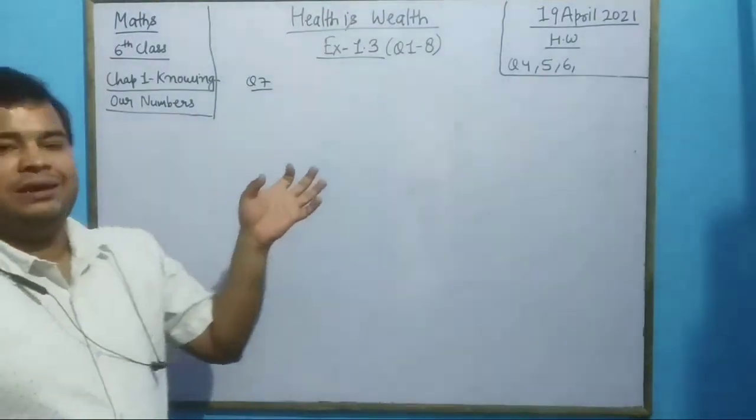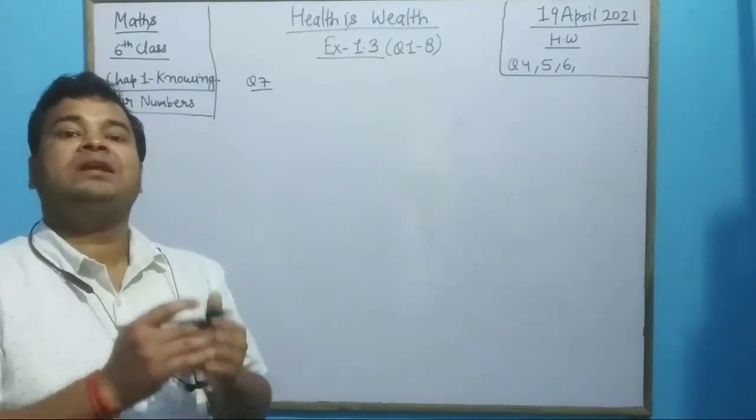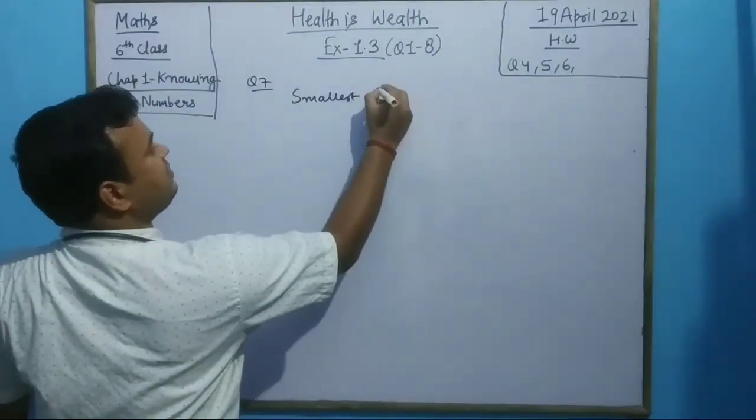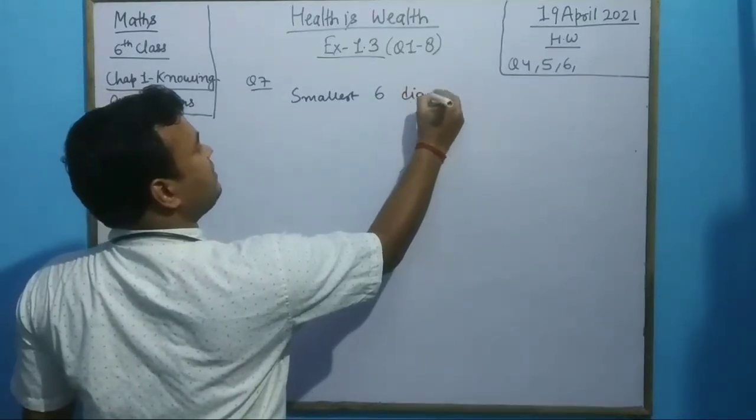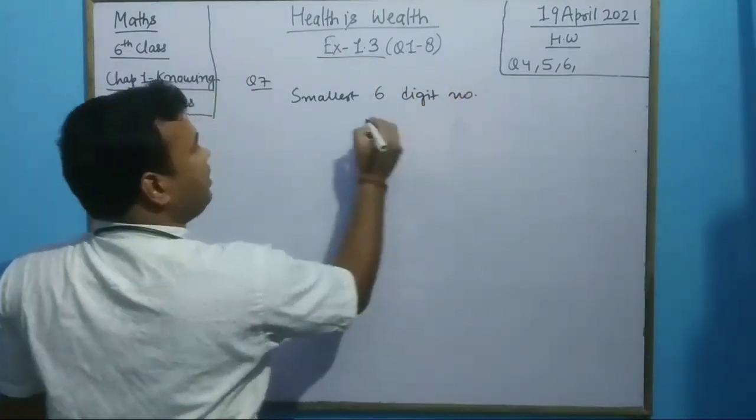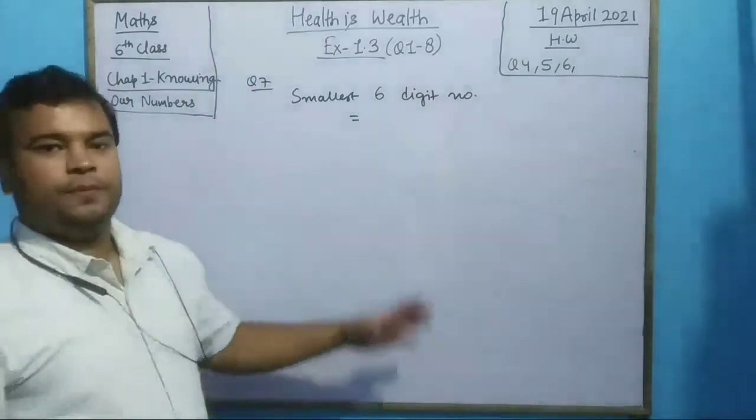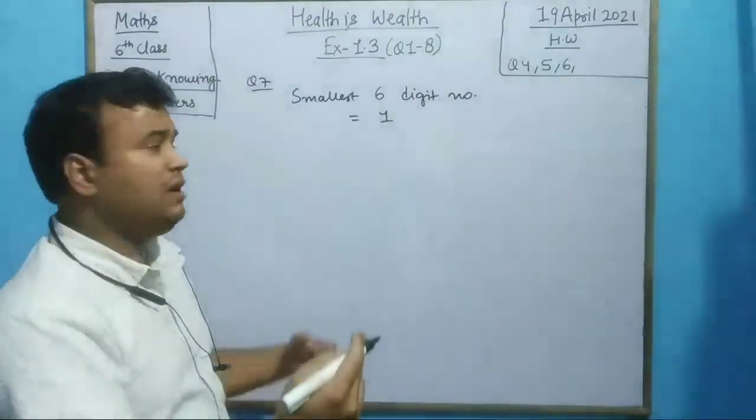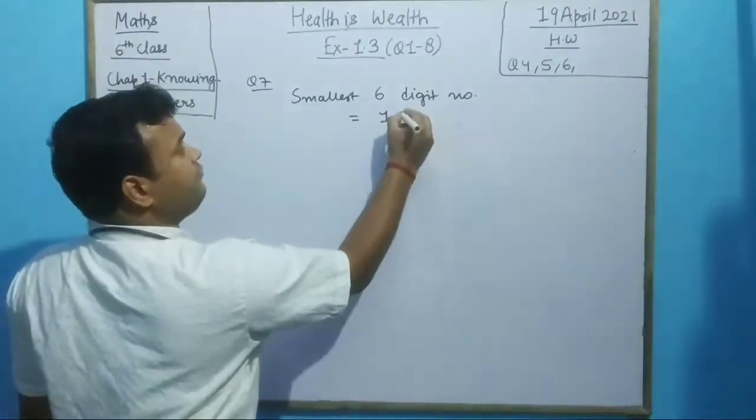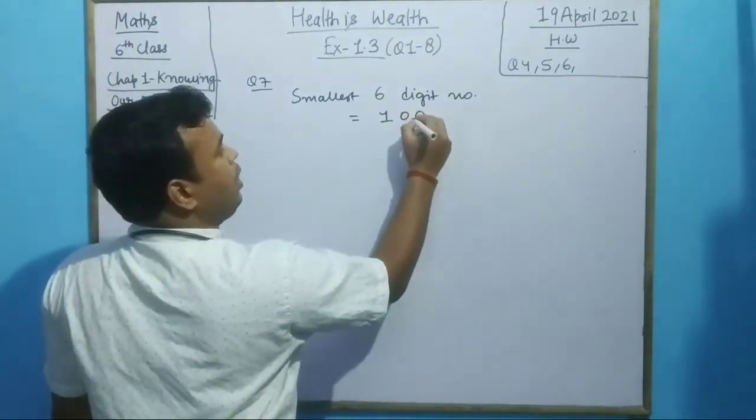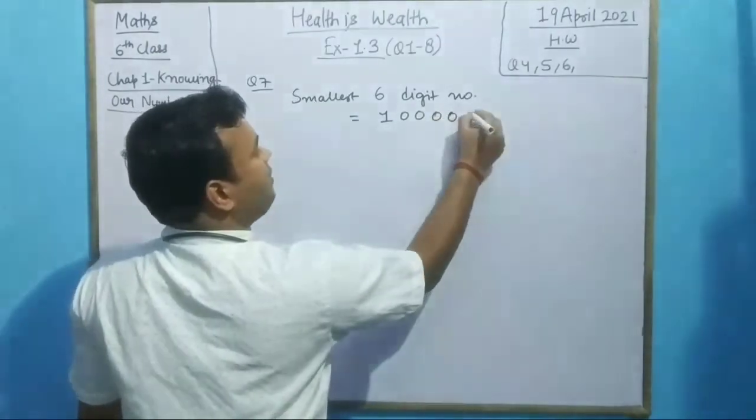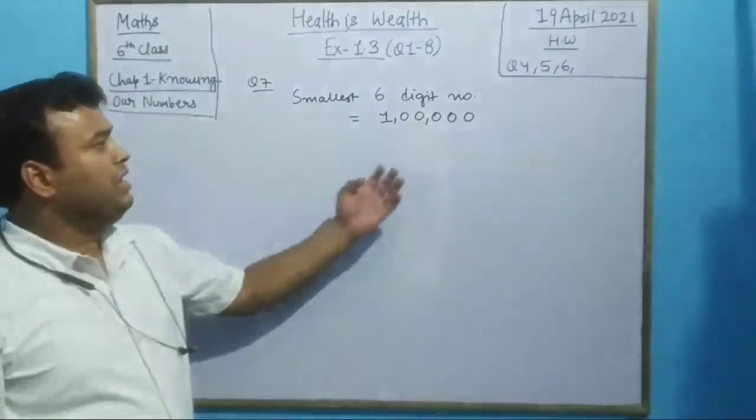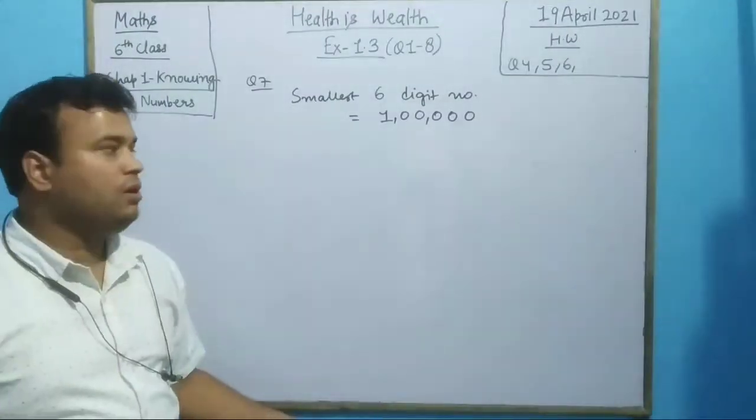We have to tell how many 6-digit numbers there are. So I am writing the smallest 6-digit number. Here it will be 1, and after that how many places are left? That are 5. So I will place 5 zeros: 1, 2, 3, 4 and 5. It will be 1 lakh. So this is the smallest 6-digit number which we can write.